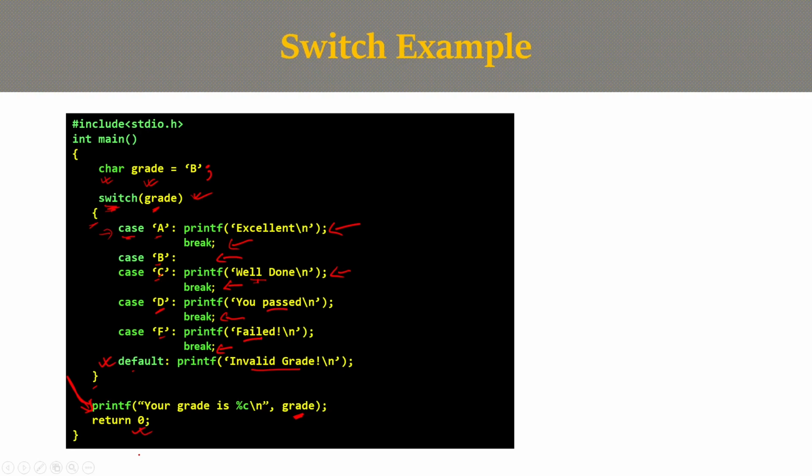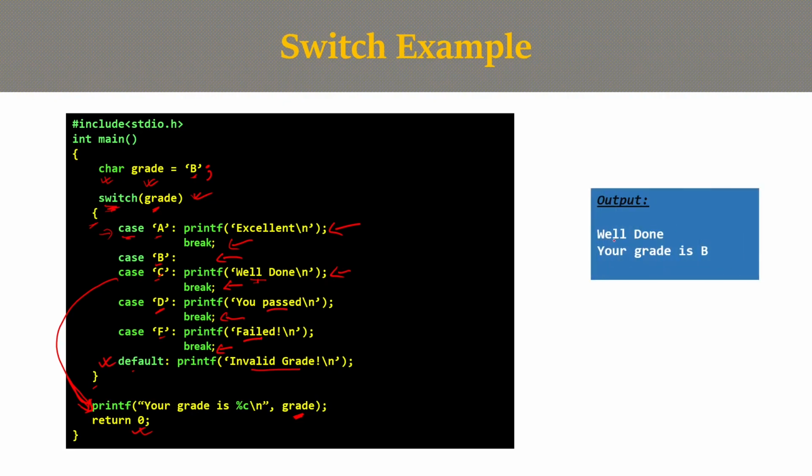From this example, can you tell me what will be the output? For my grade, I have B. For B, if this is satisfied, it will find that no statement is there, so it will go to the next statement. It will print well done, and then it will break. After it breaks, it will go all the way down here and print your grade is B. So let us see. Firstly, for B, it will print well done. You see, well done here. And then it will print your grade is B.